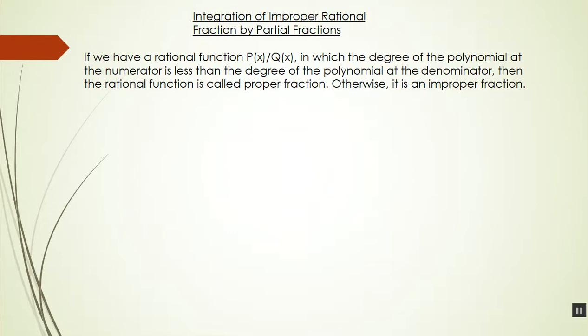For the sake of convenience, I shall again explain in short the concept of proper and improper fractions. If we have a rational function p of x divided by q of x in which the degree of the polynomial at the numerator is less than the degree of the polynomial at the denominator, then the rational function is called a proper rational fraction. Otherwise, it is an improper rational function.